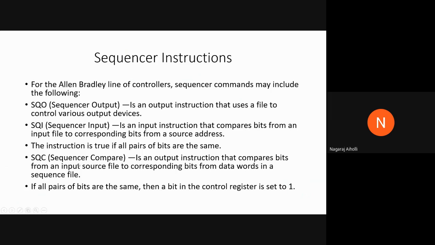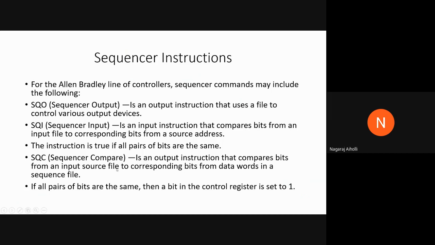Then we have SQC, the sequencer compare instruction. It is also an output instruction that compares bits from an input source file to the bits in the sequence file. That comparison is performed by the sequence compare instruction, which is an output instruction. If all pairs of bits are the same, then a bit in the control register is set to 1.